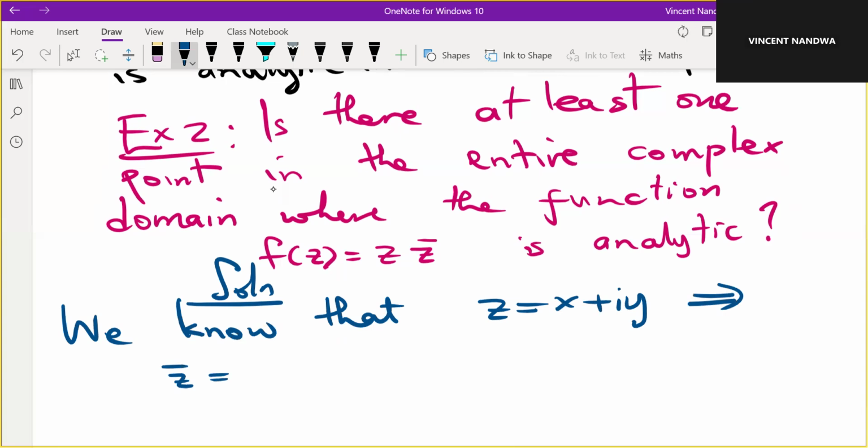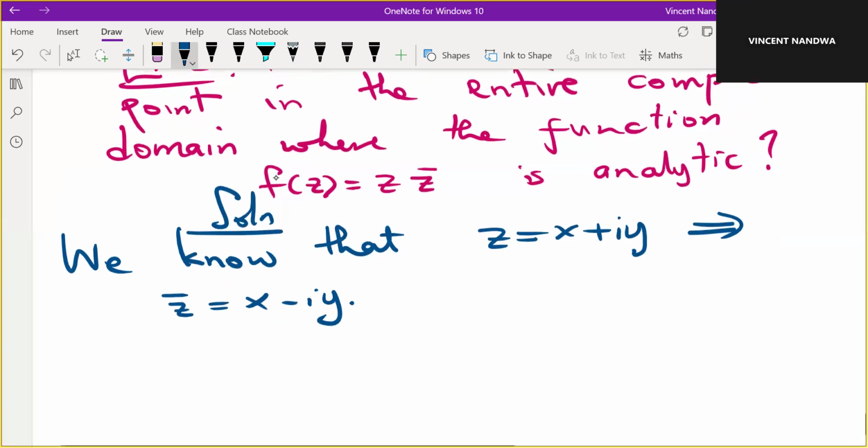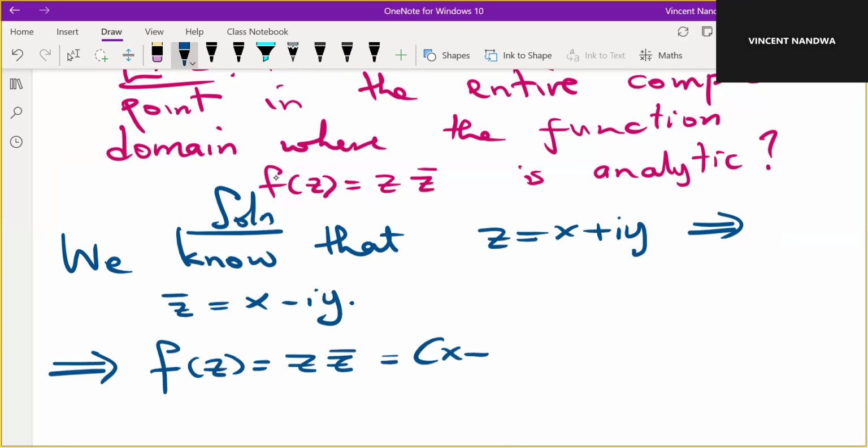So if z is x plus iy, what would be the conjugate of z? X minus iy. X minus iy, correct. So that's by definition. So then now this will mean the given function f of z, z times conjugate of z, will be x plus iy times x minus iy.